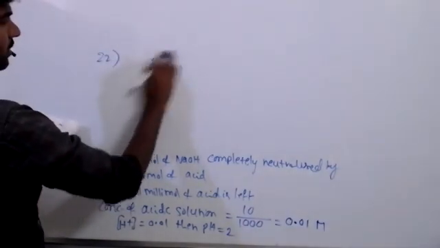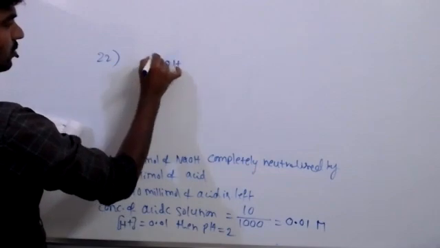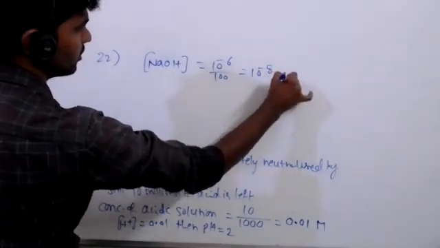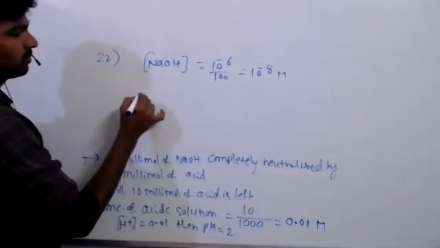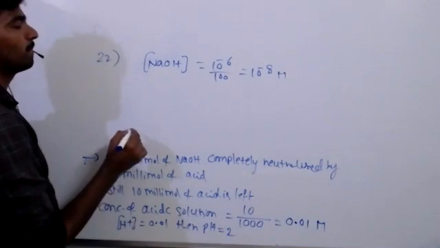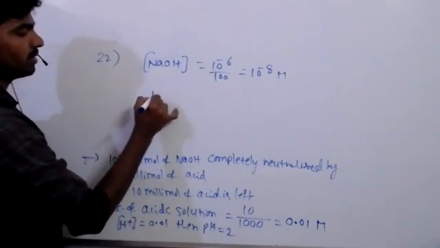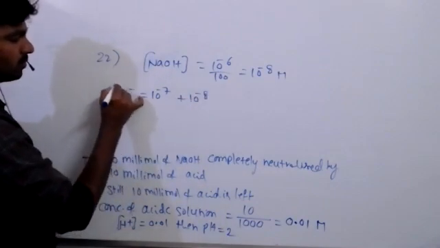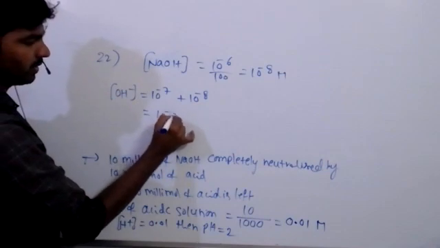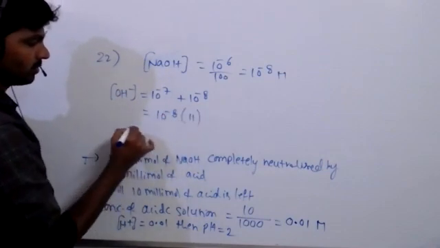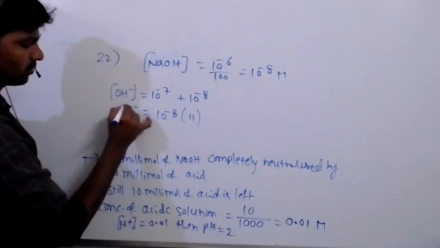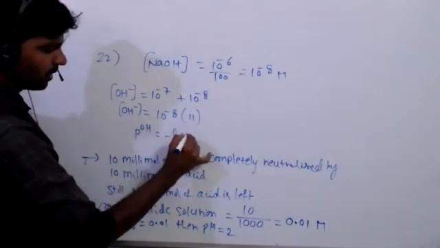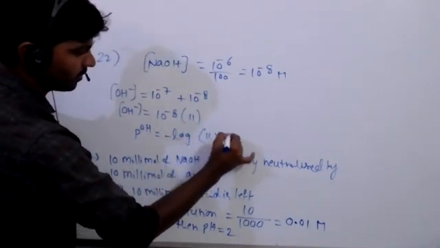NaOH concentration: 10 power minus 6 divided by 100 gives 10 power minus 8. OH concentration from water is 10 power minus 7 and from NaOH is 10 power minus 8. Taking 10 power minus 8 common, we get 11 times 10 power minus 8 as the OH minus concentration. Then pOH is equal to minus log of 11 into 10 power minus 8.